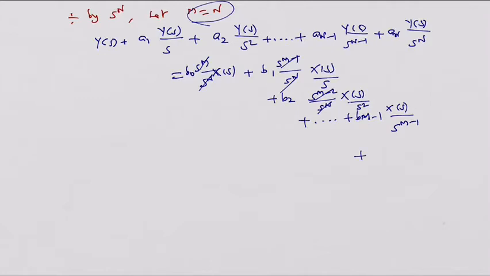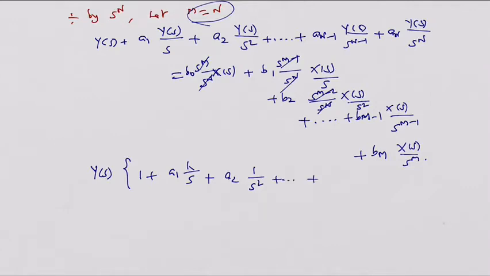Similarly, the last term, b m x of s divided by s power m, is in the equation. Is this okay? If this is all right, I think we can proceed further, because y of s can be taken as a common factor from the left hand side expression. So this will become 1 plus a1 times 1 by s, since y of s is already taken outside, plus a2 into 1 by s squared, plus etc.